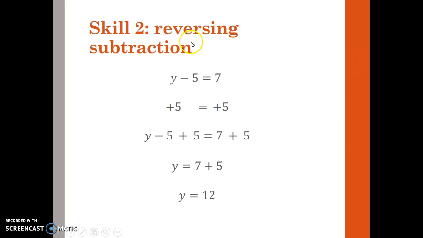The next skill is reversing subtraction. So we have y minus 5 equals 7. So in order to reverse this, we need to do addition. So we add by 5 in both sides of the equation. Now I chose the 5 because that's the number that is closest to the missing number or the variable, and it's not stuck to it. So you choose the number that's closest to the y, but it's not stuck to it.